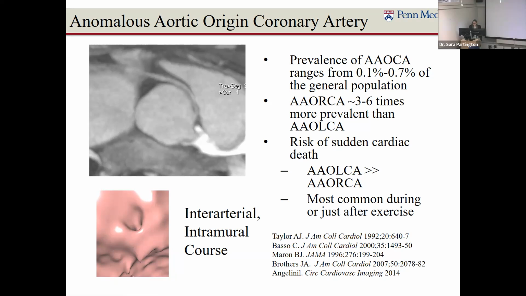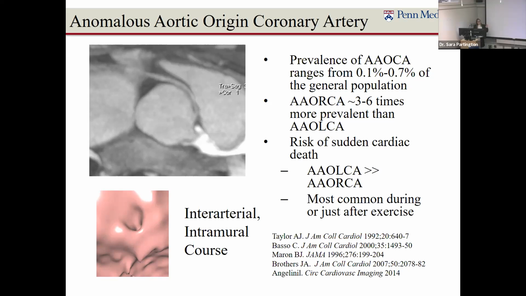And so the incidence of these anomalous coronary arteries is about 0.1 to 0.7% of the general population. The anomalous aortic origin of the right coronary artery, like we're seeing in this image here, is about 3 to 6 times higher than the anomalous left, but the risk of sudden cardiac death with this lesion is much more common with anomalous left coronary arteries. It's much more common immediately after exercise, and tends to be competitive exercise.